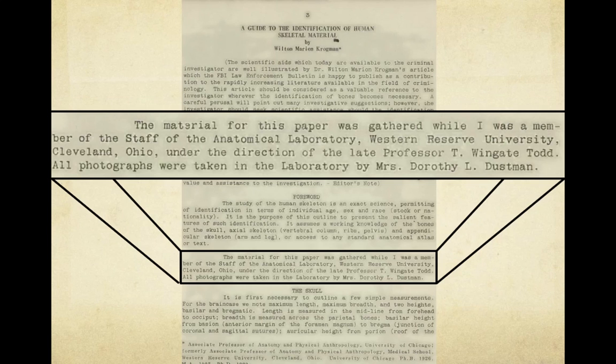The following year, in the foreword of Krogman's 1939 FBI Bulletin paper, he notes that, quote, "The material for this paper was gathered while I was a member of the staff of the Anatomical Laboratory, Western Reserve University, under the direction of the late Professor T. Wingate Todd." Additionally, in Krogman's second case study paper in 1943, which is on burned human remains, he notes, "I undertook to study the effect of various degrees of heat on dry bone, fresh bone, and the cadaver. This information was of use in an insurance case submitted to Dr. Todd in which I assisted."